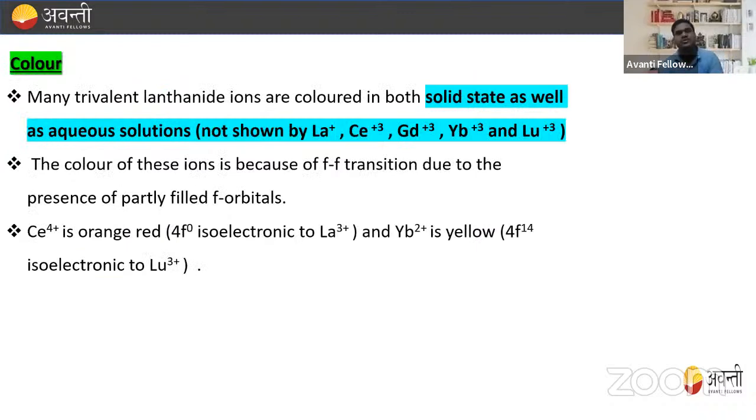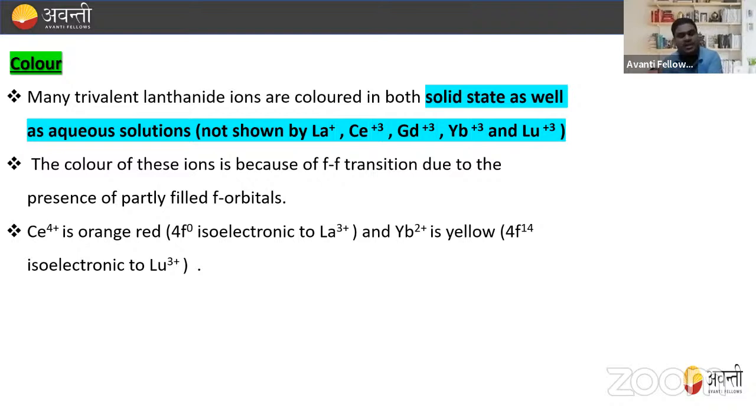Now, if I'm talking about color, many trivalent lanthanide ions are colored in both the solid state as well as in aqueous solution, right? This is not shown by La, Ce, or Gd in +3 because they do not have unpaired electrons. The many trivalent lanthanide ions which possess the +3 oxidation state are colored in both solid state and aqueous solution, but not La3+, Ce3+, Gd3+, Yb3+ and Lu3+, right? The color of these ions is because of f-f transition, just like d-d transition. In this case, f-f transition occurs due to the presence of partially filled f orbitals.